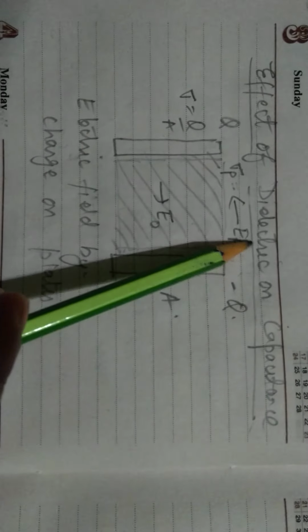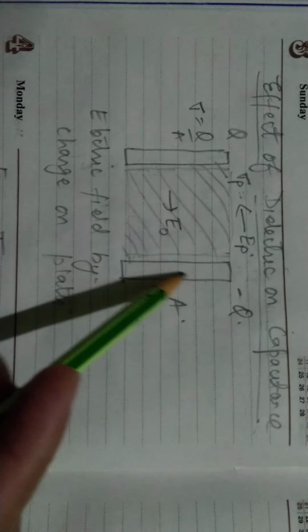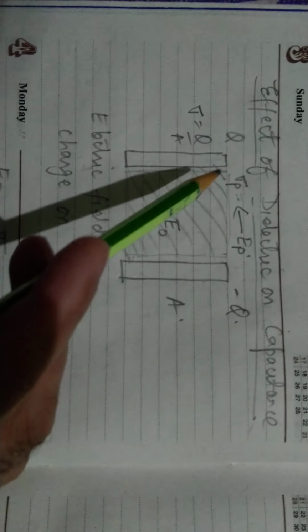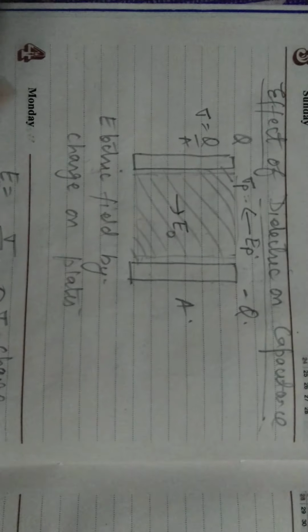Now we will study the effect of a dielectric on a capacitor. So what we have is that this is the plate of the capacitor. We have a parallel plate capacitor and we have put a dielectric inside it.